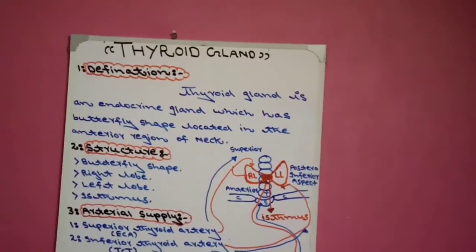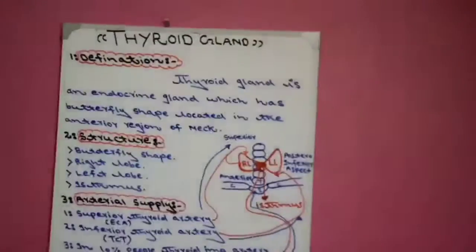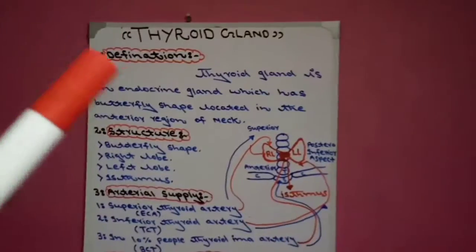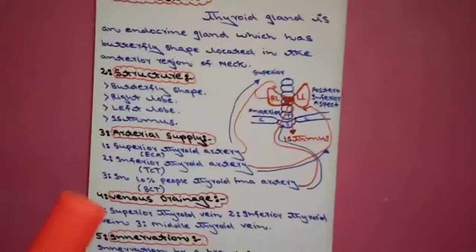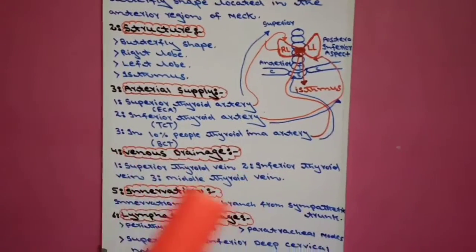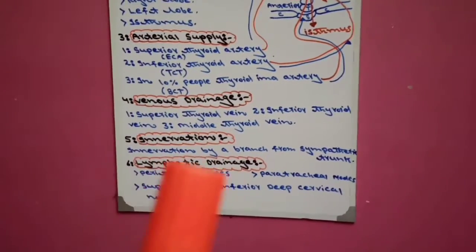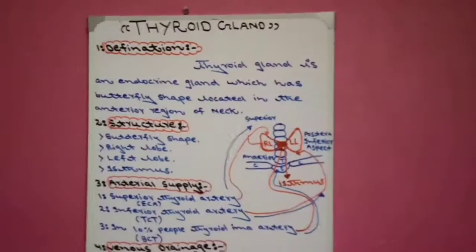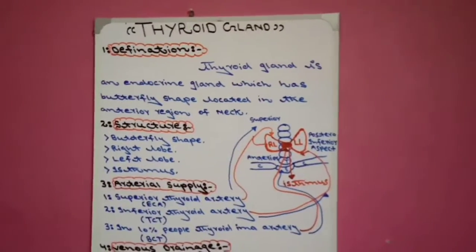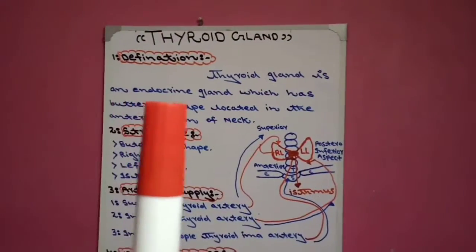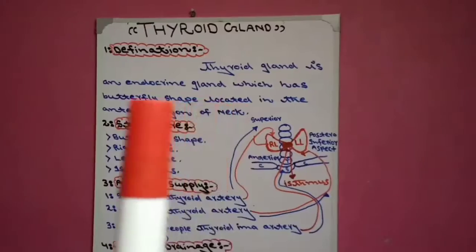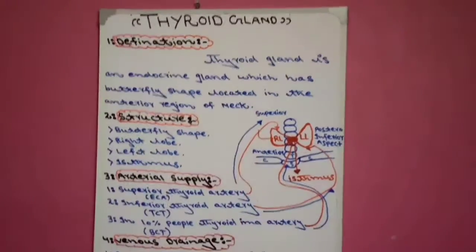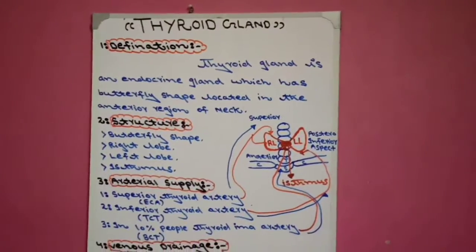Now, today our topic is anatomy of thyroid gland. In today's topic, our outline is definition of thyroid gland, structure of thyroid gland, arterial supply, venous drainage, innervation, lymphatics of thyroid gland. First, we start from definition. How do we define thyroid gland? Thyroid gland is an endocrine gland which has butterfly shape, located in the anterior region of neck. This is the definition of thyroid gland.